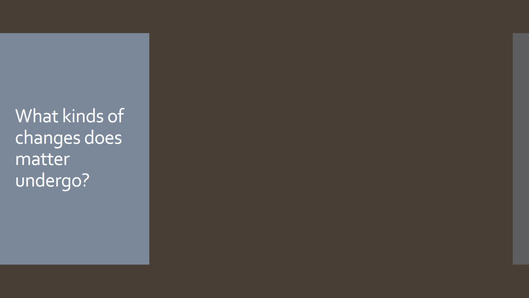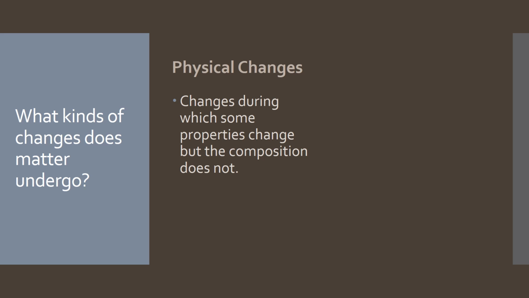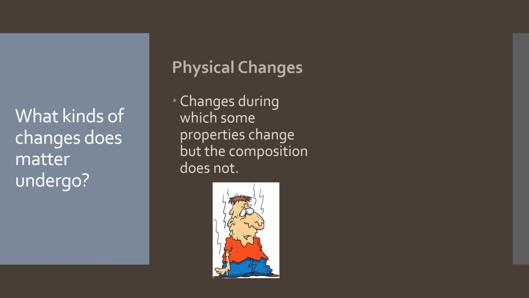There are, again, two types of changes, and if you want to make a column in your notes, dividing the page in half, you can do chemical changes on one and physical changes on the other. There are slides that, continuing on, have more information about chemical and physical changes separated out. A brief overview first, though, is that physical changes are changes during which some properties change but the composition does not. So the composition of the matter stays the same, but the properties change.